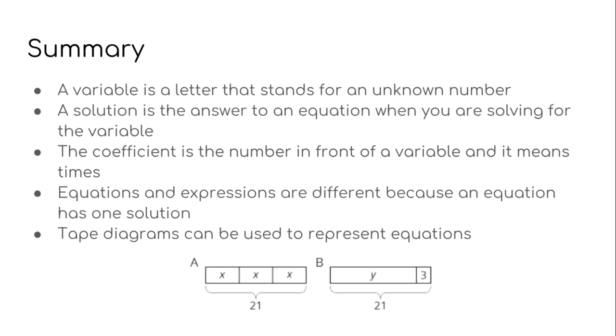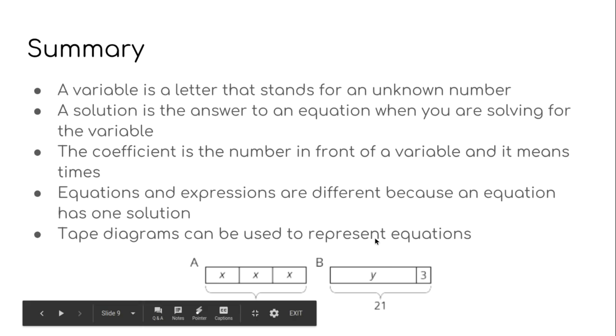So in summary, a variable is a letter that stands for an unknown number. A solution is the answer to an equation when you are solving for the variable. The coefficient is the number in front of a variable, and it means times or multiply. Equations and expressions are different because an equation has one solution, and your tape diagrams can be used to represent your equations. If you look here, this one is 3x equals 21. I got 3 groups of x size that equals 21.